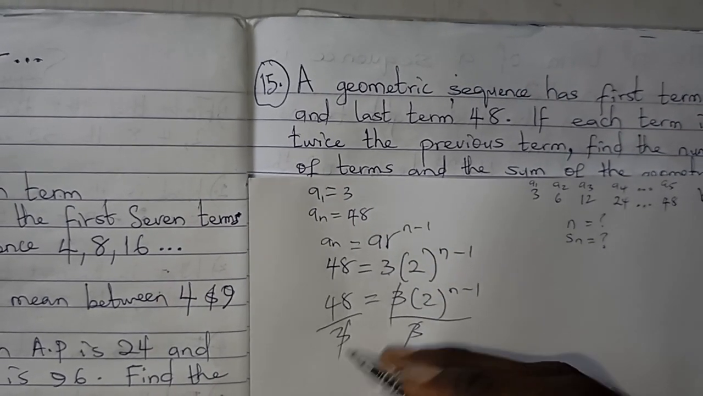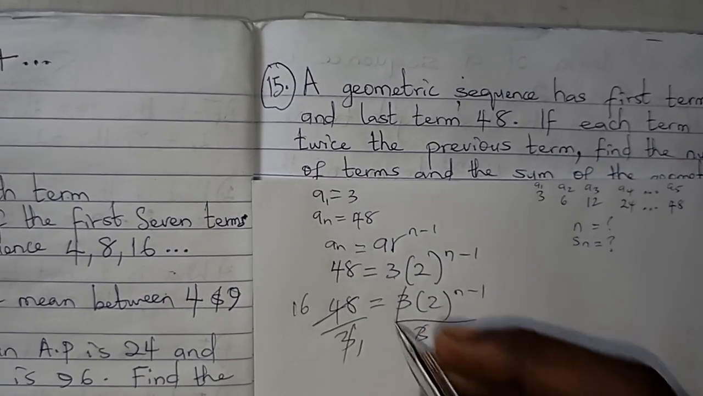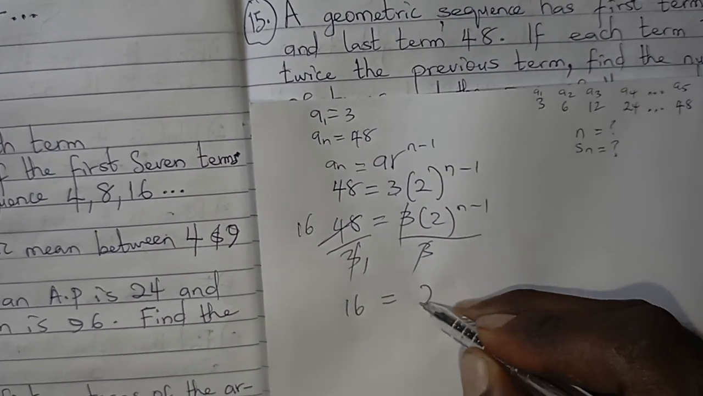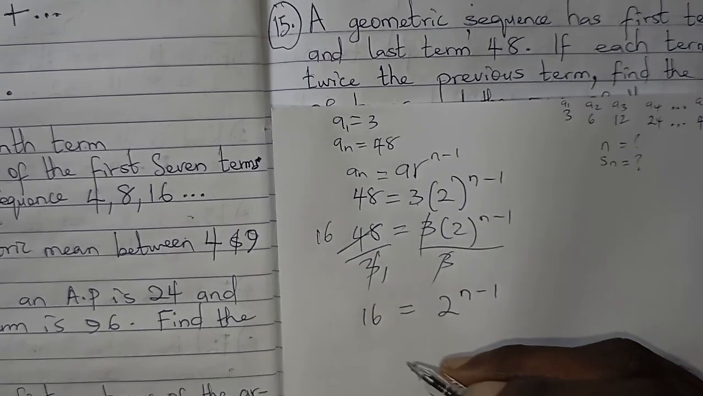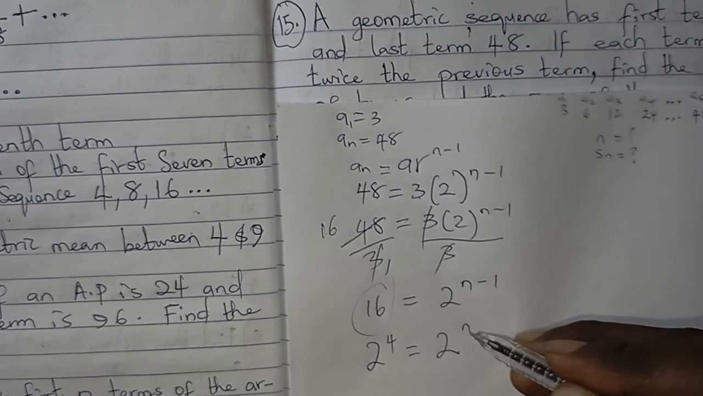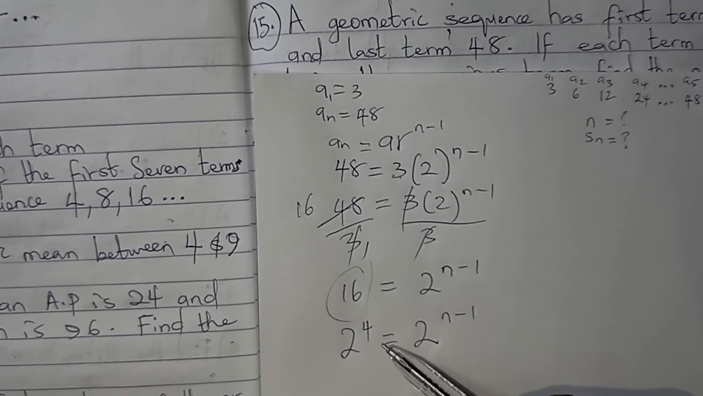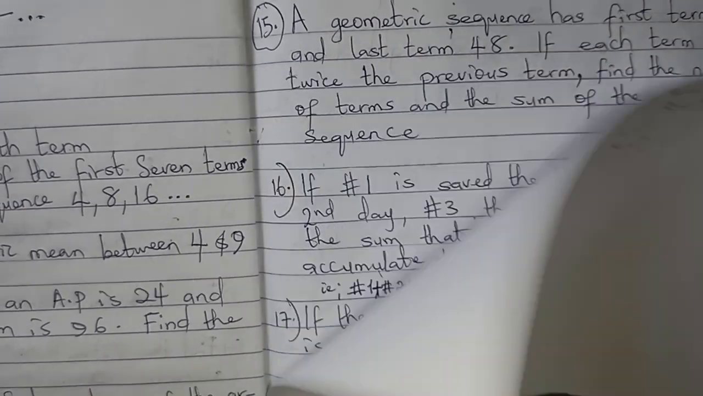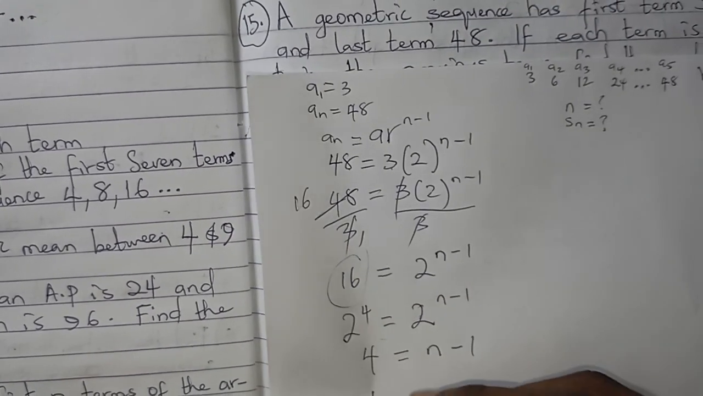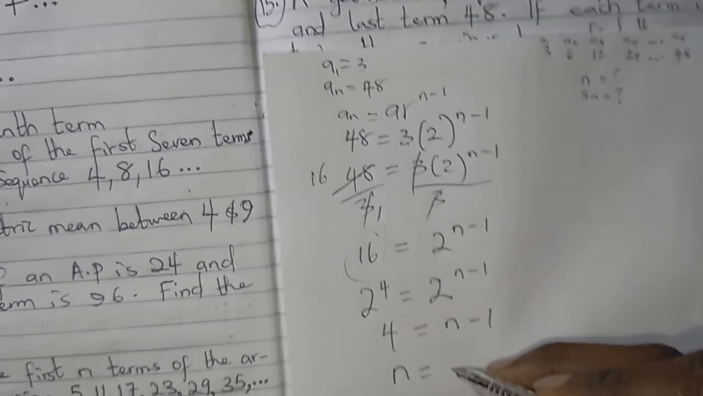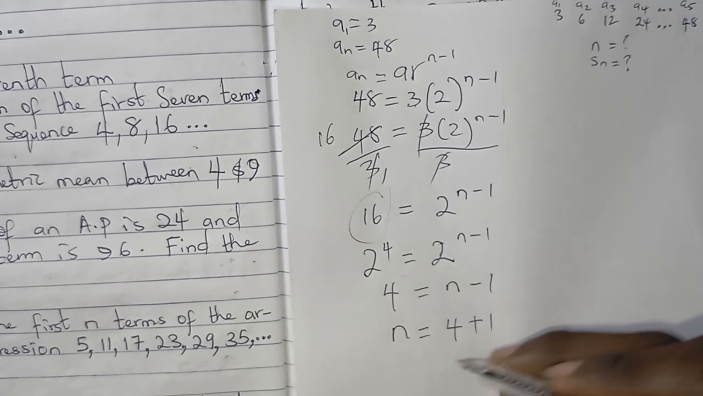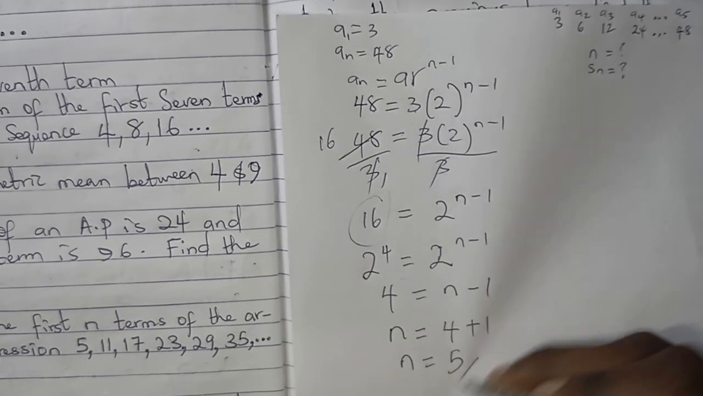This will cancel this. 48 over 3 is 16. So 16 is equal to 2 raised to power n minus 1. So 2 raised to power 4 is equal to 2 raised to n minus 1. Remember the base law: if the bases are the same, the powers are equal. So 4 is equal to n minus 1. So n is simply 1 crossing over 4, that is plus 1. n is equal to 5.